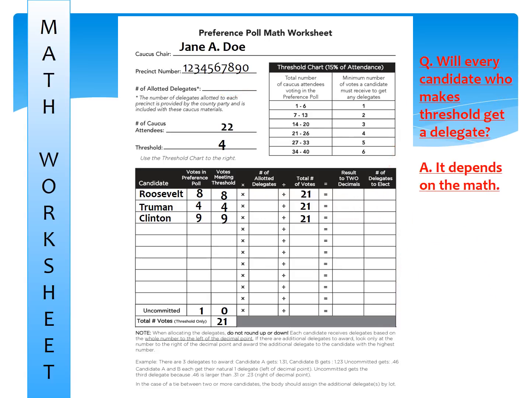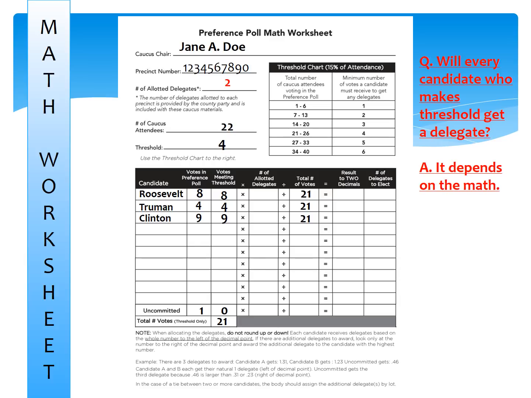The next question is, will every candidate who makes the 15% viability threshold get a delegate? The answer is it depends on the math. So we're going to use similar results from the math worksheet, but we're going to change the number of delegates that are going to be awarded to this precinct. The previous example had 4 delegates. This example will only have 2. So let's look at the math step by step.